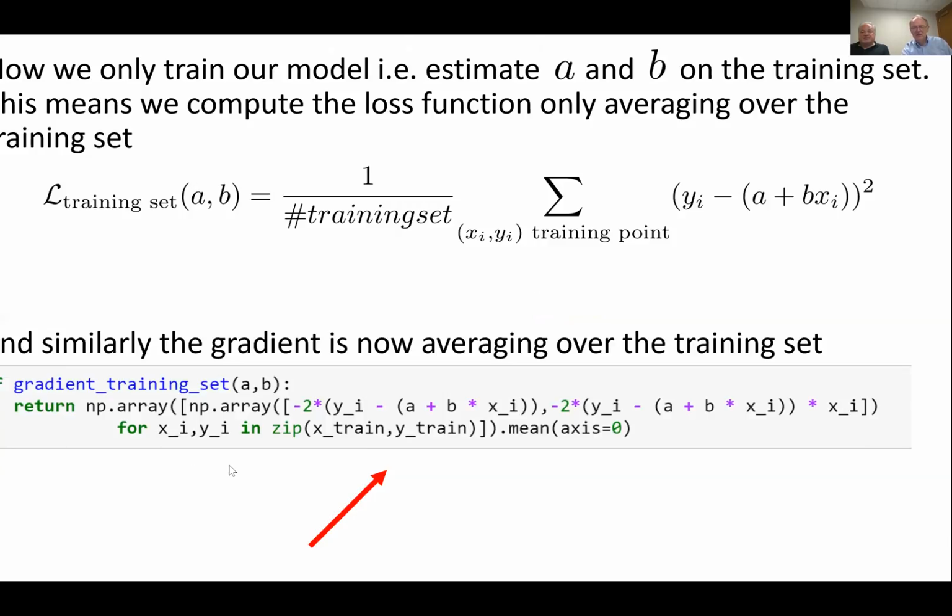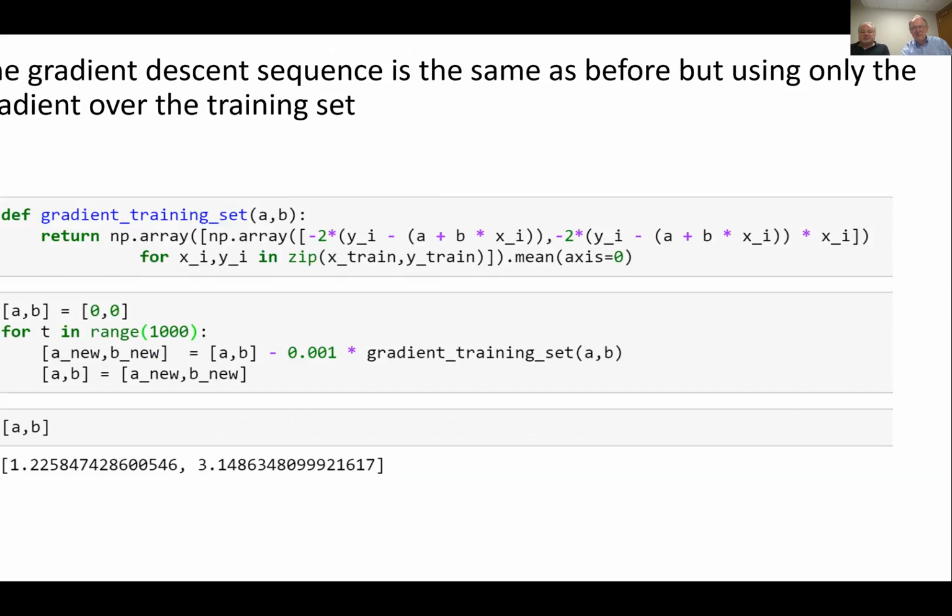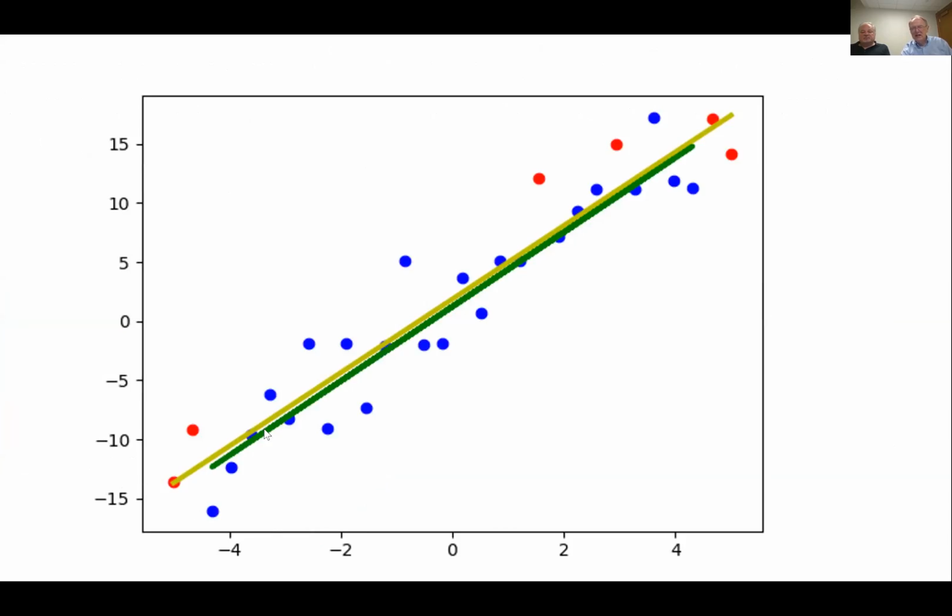And so we do the same thing here for the training set and the A and the B, and we get slightly different numbers. These numbers are slightly different from the ones we got by training on the whole data set. You can see the lines are slightly different. The green line is the new line we get from fitting only to the training data, the blue data. The lighter green line is what we get by fitting the line to all the data. So this is the line we get by leaving out the test set.